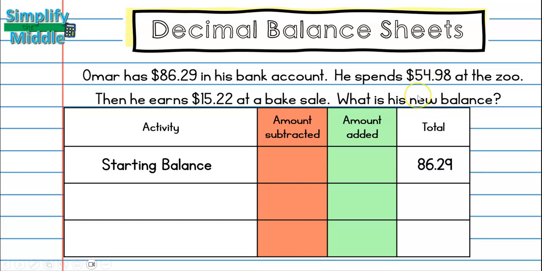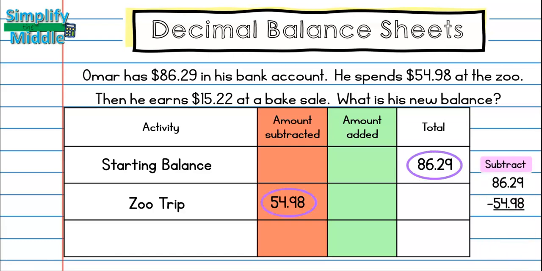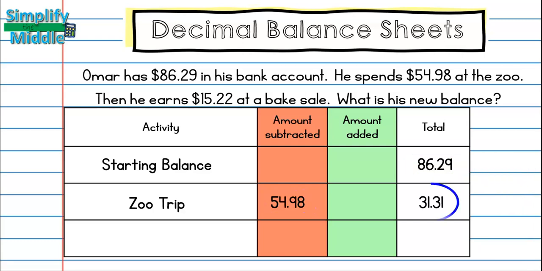Next, I'm going to add my activity of going to the zoo. Because I'm spending here, I know that I'll put the 54.98 in the amount subtracted column. Next, I'm going to work those out. So 86.29 minus 54.98, when I subtract those, I end up with $31.31. But I'm not finished yet. In this problem, I had two steps because Omar also earns money at a bake sale. So I'm going to add the bake sale as my activity.